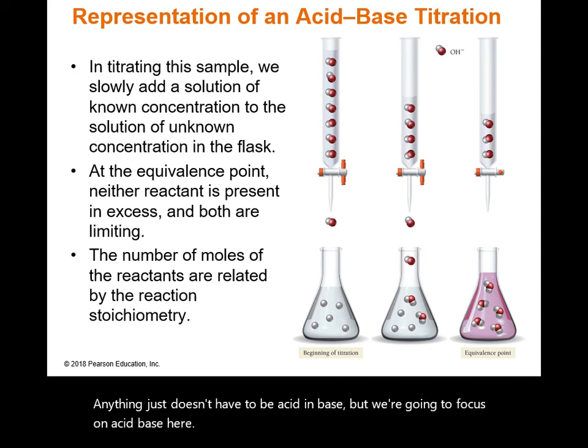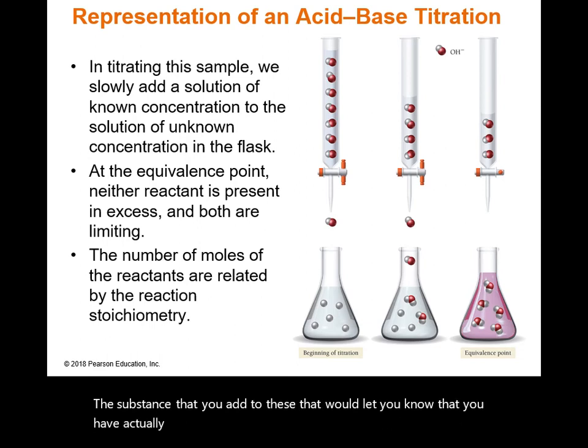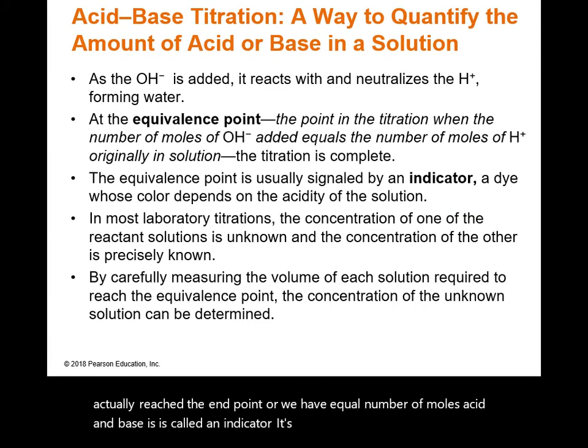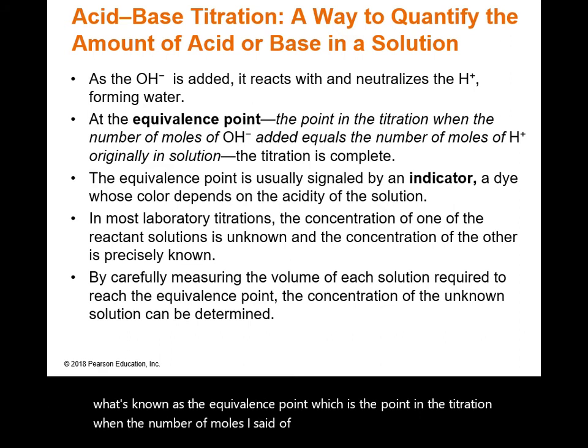So you add enough so that the substance that you add to these would let you know that you have actually reached the end point, or we have equal number of moles of acid and base, is called an indicator. Once we reach what's known as the equivalence point, which is the point in the titration when the number of moles of OH equals H plus, that indicator changes color.